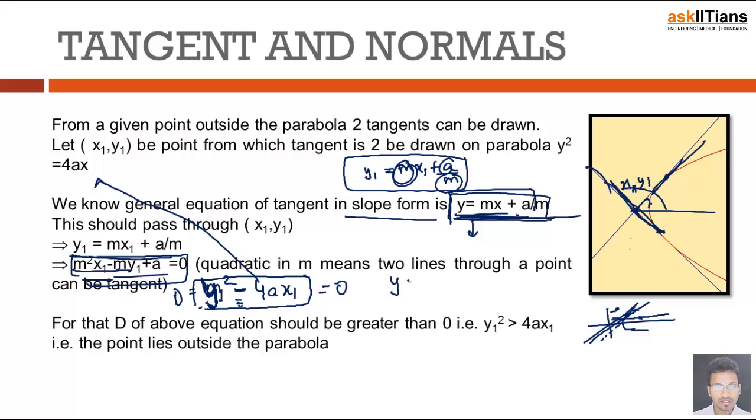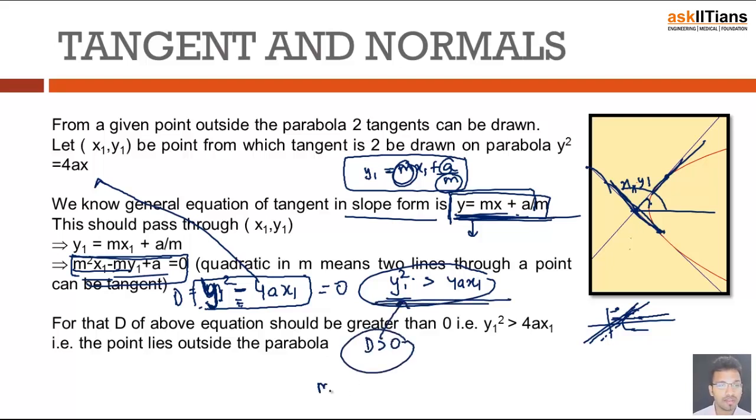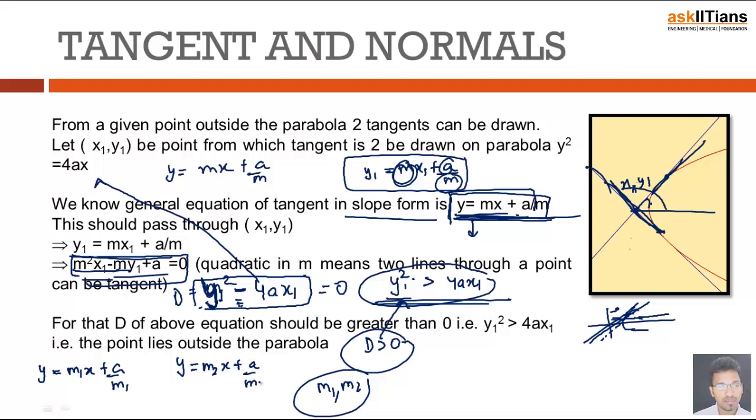Now if d is greater than 0, we will have y1 square greater than, so this was the condition when we said that the point lies exterior to the parabola, if you remember. So for d greater than 0, what does this imply? It means we will have two roots m1 and m2. If this was my equation of tangent, I will have two tangents. One will be y equal to m1x plus a by m1, and another will be y equal to m2x plus a by m2. Again from this we will derive a lot of conditions.